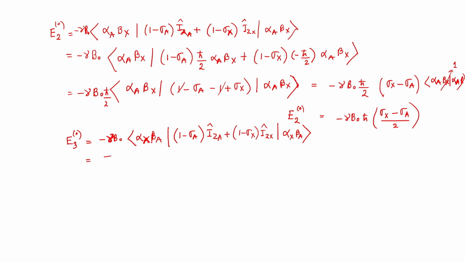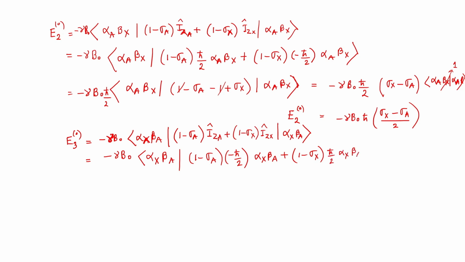Then let us see, it will be more similar to the E2, alpha x beta A, then I_z will work on the beta A now, so it is going to give us minus h cross by 2, right, alpha x beta A, plus 1 minus sigma x I_zx is going to work on alpha x, so it will give us h cross by 2, no negative sign, alpha x beta A.